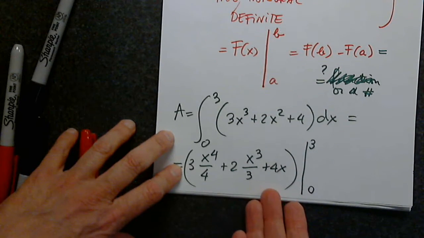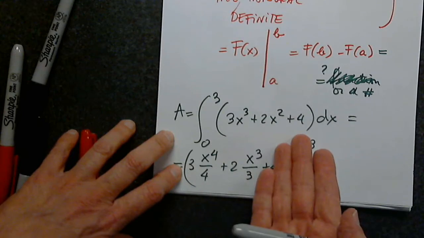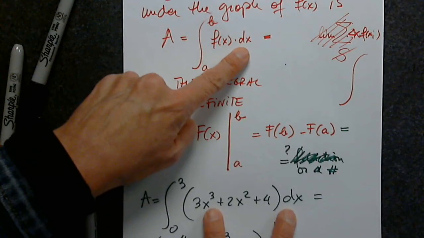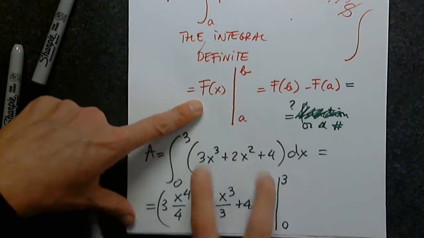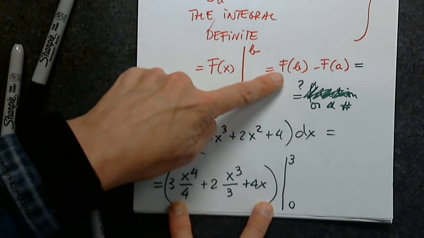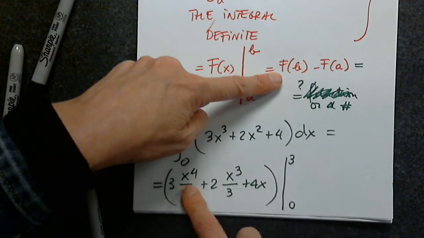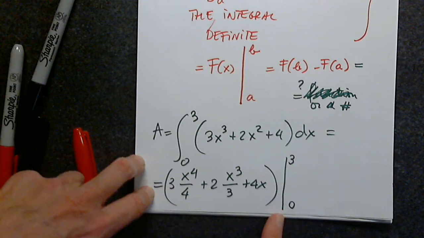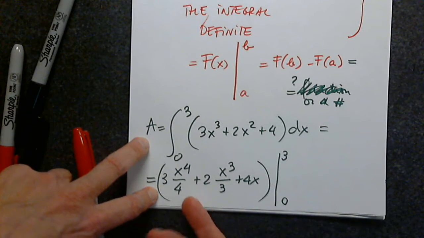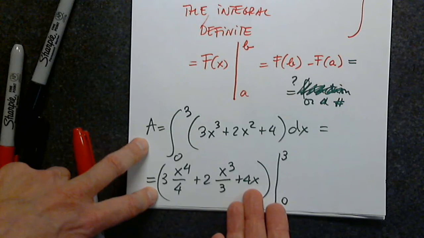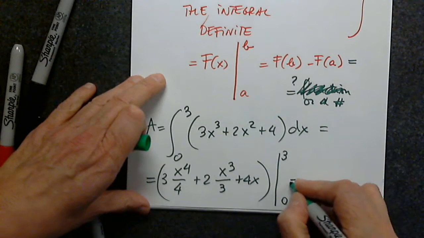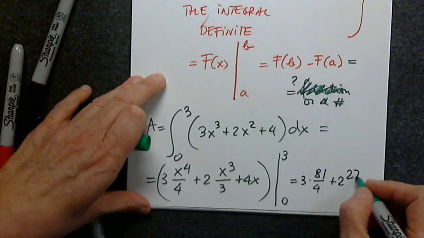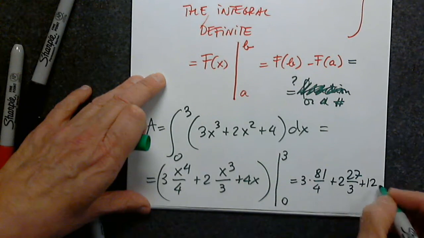So this is the uppercase F. This is the lowercase f. And this is the uppercase F. So I was given this. I determined this. All I have to do now is plug in 3 everywhere and subtract when I plug in 0 everywhere. Thank you for choosing this because I don't have to plug in 0, because when I plug in 0, what is it? 0. So I only have to plug in 3. So 3 times 81 over 4 plus 2 times 27 over 3 plus 12.